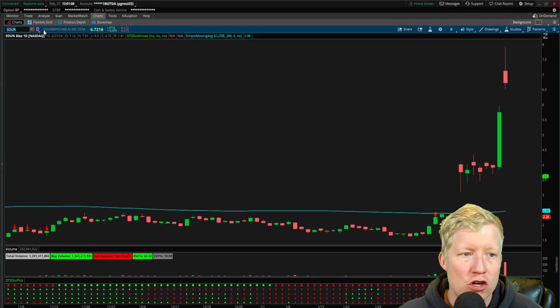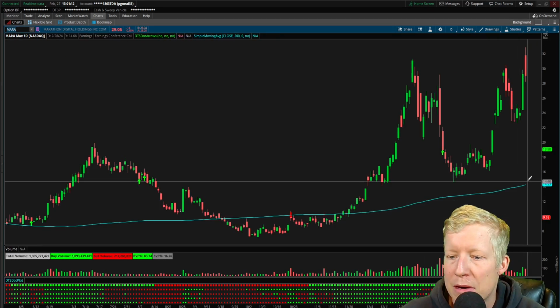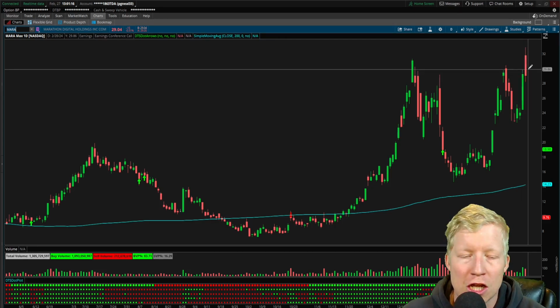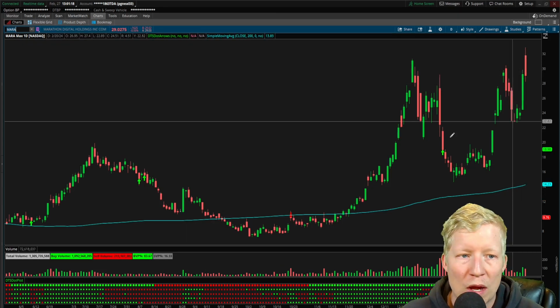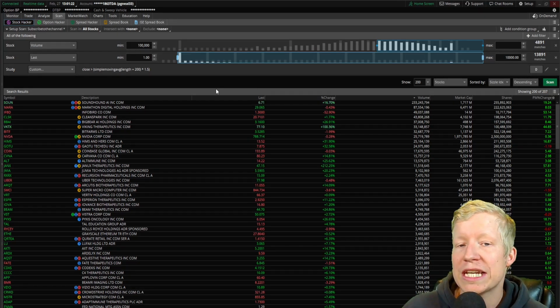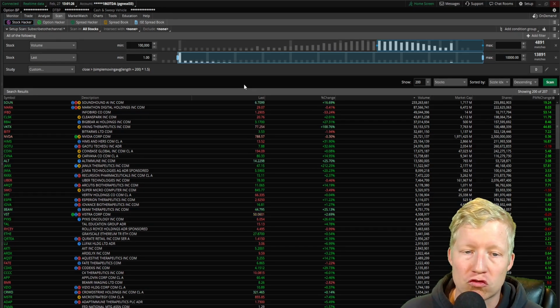This thing is just under 7. Insane. Mara was another one on the scanner, one that I can remember. Simple moving average length of 14, currently trading just under 30. Insanely well above your 200 simple length moving average, right? So you can just use it in this way if your goal is to just find really strong stocks, right?